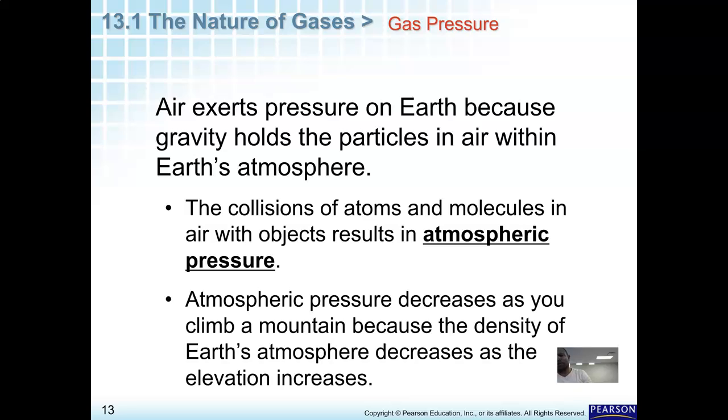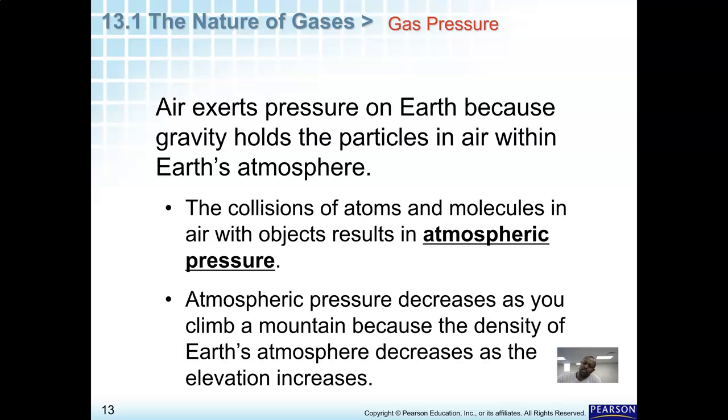So the atmospheric pressure, which we usually call 1 atm or 760 millimeters of mercury or 101.3 kilopascal, is the result of the collision between the gaseous molecules or atoms with the Earth or with objects on the Earth. So atmospheric pressure decreases as you climb.